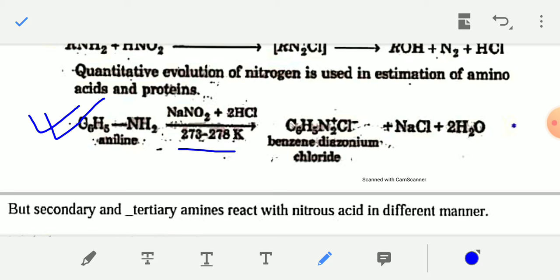When aniline reacts with nitrous acid, it will be converted into benzene diazonium salt, and aromatic diazonium salts are very stable. That's why this benzene diazonium chloride will not be converted into alcohol. Aliphatic diazonium salts are unstable, and that's why they will be converted easily into alcohol. But aromatic diazonium salts like benzene diazonium salt are very stable compounds. That's why benzene diazonium chloride will not be converted into phenol, into alcohol.